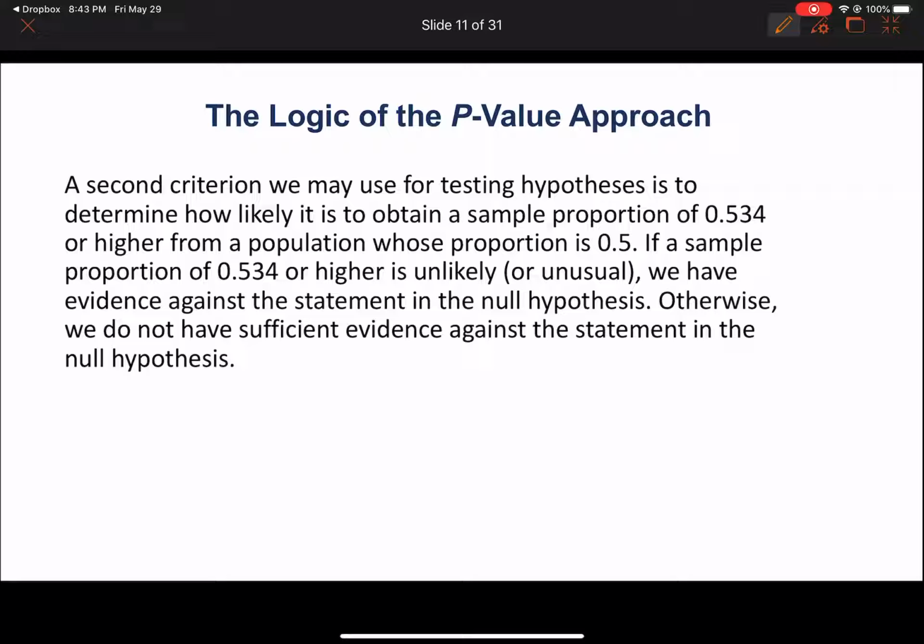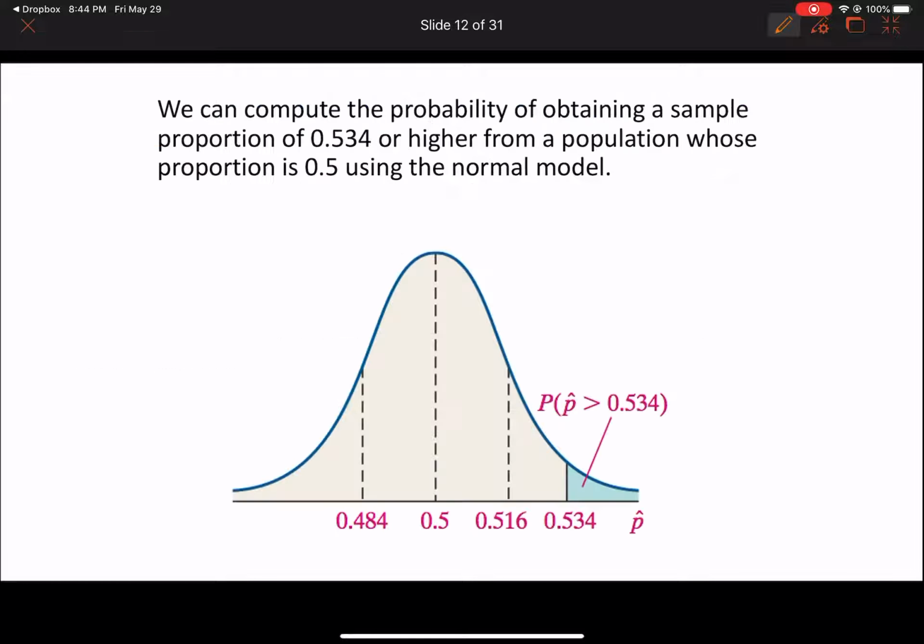So basically what I'm saying is that whatever our level of significance is, right now we're going to say 5%, if the probability of getting this number is less than 5%, we can reject the null hypothesis. If it is greater than 5%, we would fail to reject our null hypothesis. We're going to do an example, and hopefully that'll help. We're going to do some math here.